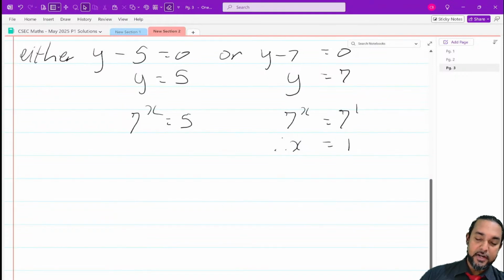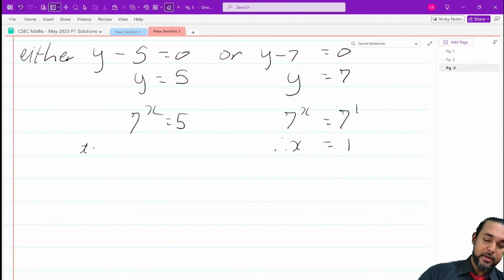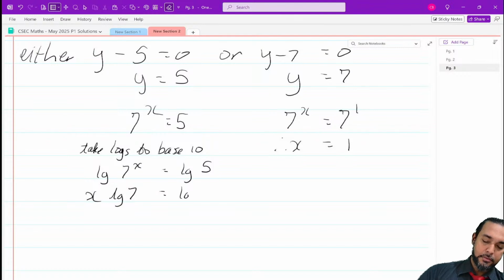Okay, so to solve that, you need to use logarithms. So what we could do is take logs to base 10 on both sides of the equation. So log of 7 to the power x is equal to log 5. Using the power law, we can multiply the x to the front. Now to solve for x, we could simply divide by log 7.